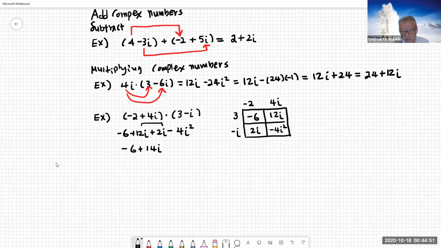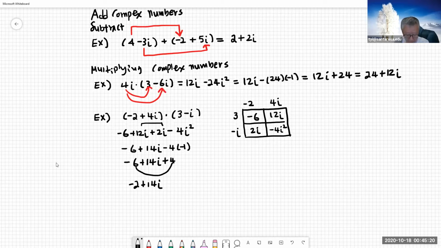But this i squared is going to be negative 1. So you got minus 4 times negative 1. So I have a what? Minus 6 plus 14i minus 4 times minus 1, we get positive 4. And if we combine the minus 6 and 4, we get minus 2. Then we get 14i. Okay, so that should be our answer there.